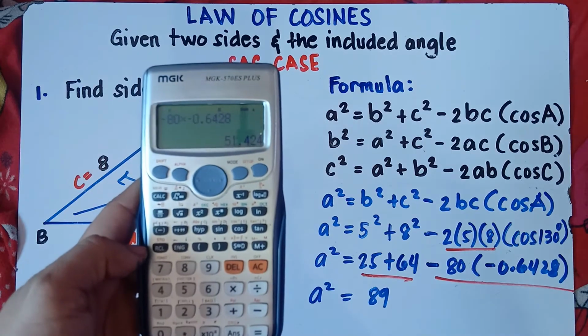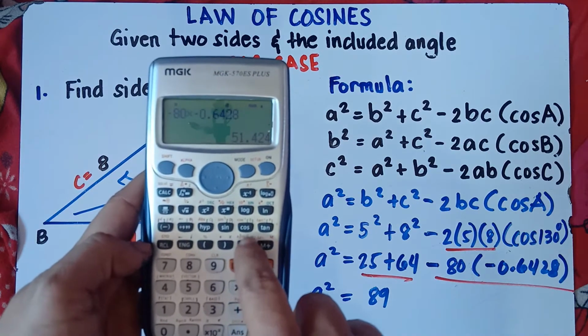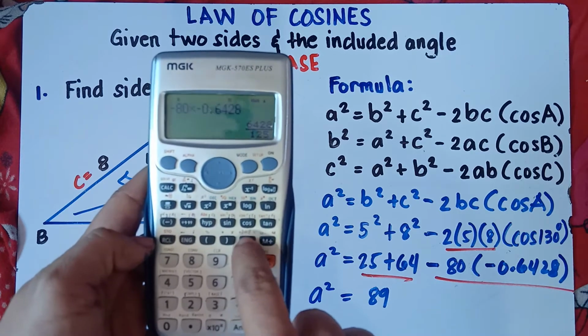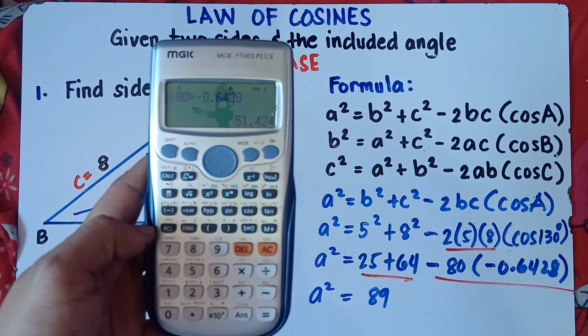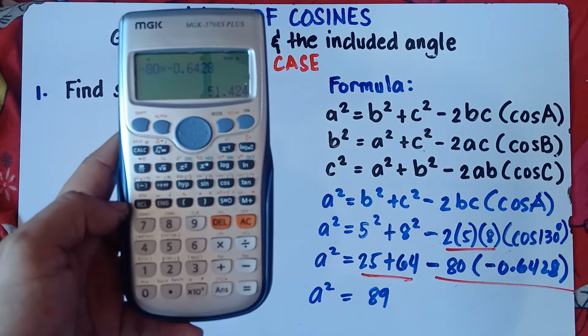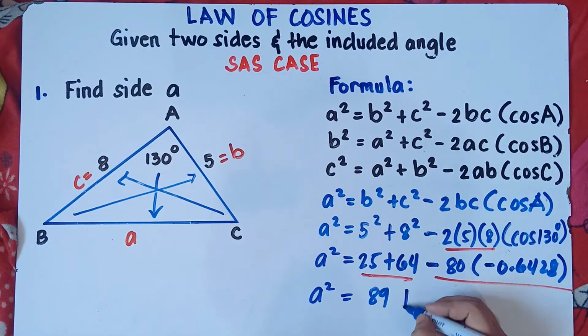Once again, if you have a calculator, do the same with me. If you have fractions, just press this one, class. Above this delete, it means standard and decimal. So you will have 51.424. So positive 51.424.